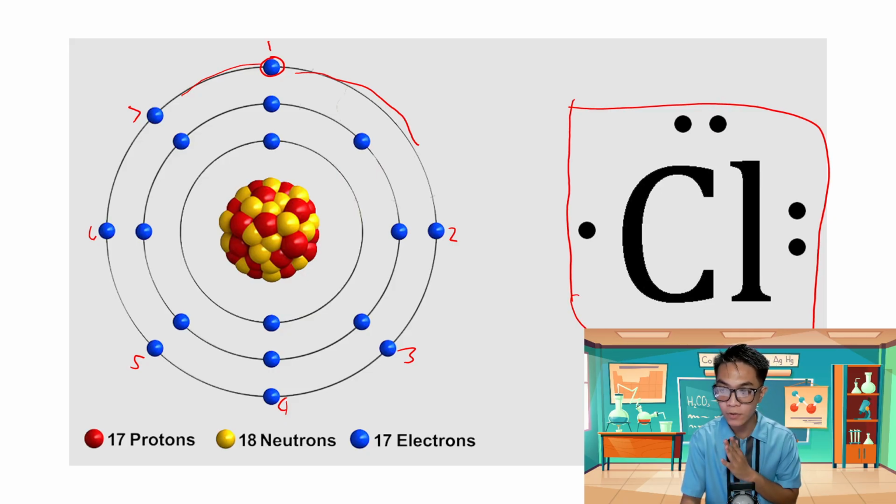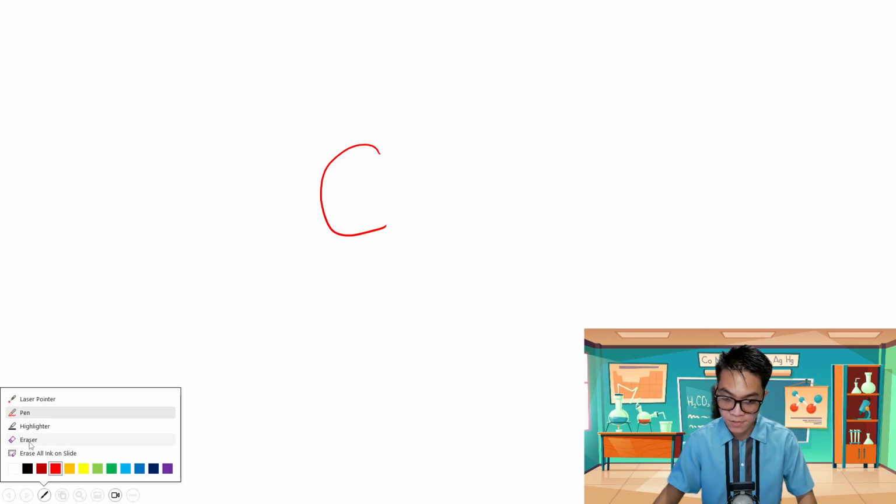As for how we do it, let me show you on the whiteboard. Let's take the same example, the chlorine atom. Sorry, let me use a different color of pen. I've been using black, red ever since. Let me use black. All right.